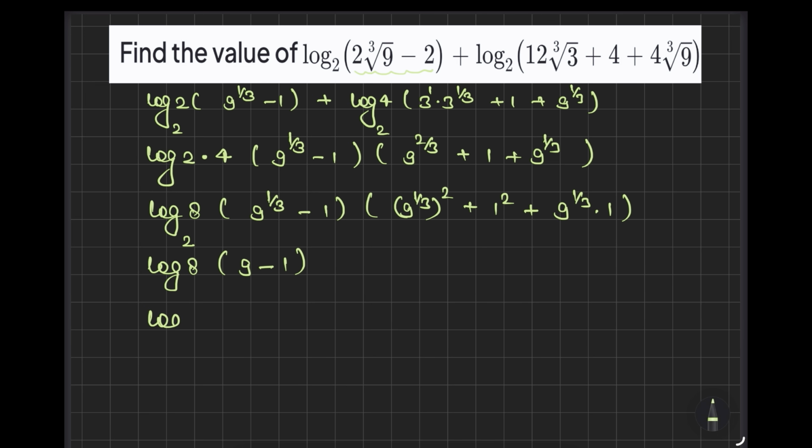Okay, so can I write 8 into 8, 64 base 2. Now it is log 2 power 6 base 2. So can I take 6 outside and we will be left with log 2 base 2, and log 2 base 2 is nothing but 1. Therefore the required result is 6.